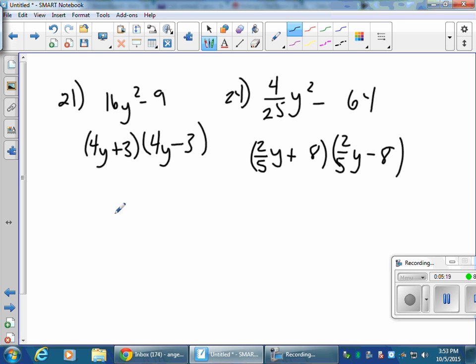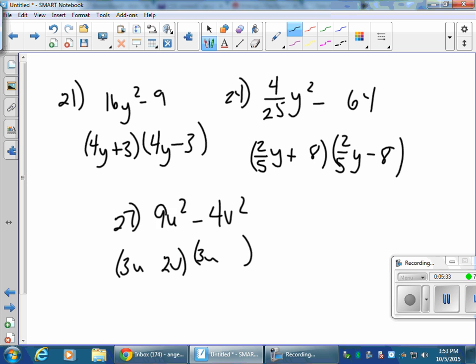And number 27. 9u squared minus 4v squared. Again, there's no GCF, nothing in common, so it's 3u and 3u. That's how you get 9u squared, and 2v and 2v. That's how you get 4v squared, and the plus and the minus.